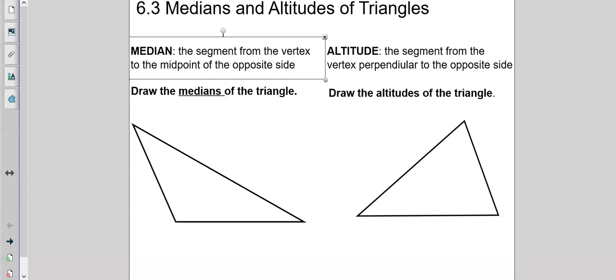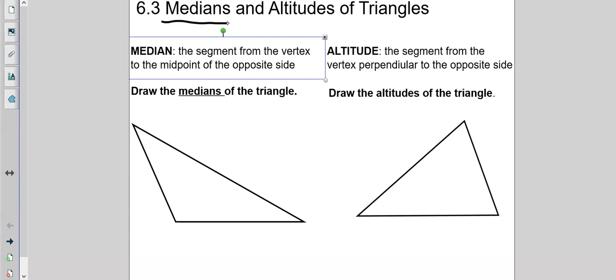All right, 6.3, medians and altitudes of triangles. If you look at the word median, you might think about what word it sounds like. Also, you might think about when you're driving down the road, the median on the highway. The median is the middle, okay? If you think about median, middle, they kind of sound alike, and the median of the road is in the middle of the road. So the median is a segment from a vertex to the midpoint of the opposite side.